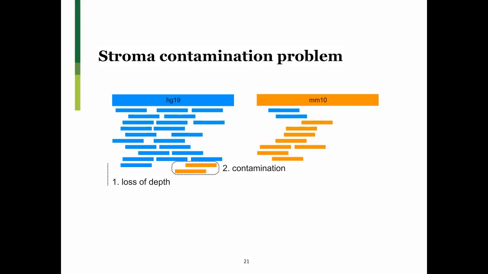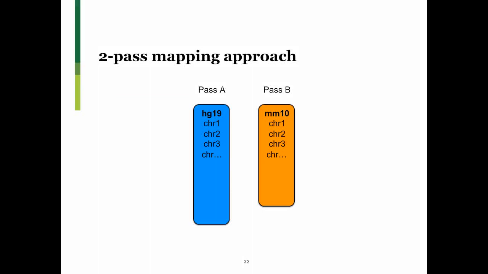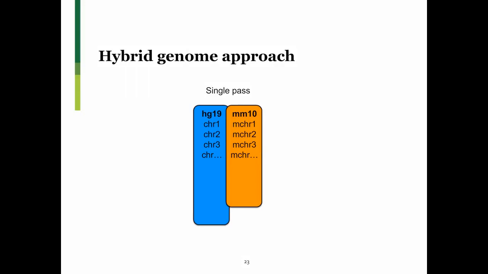So you want to get rid of these reads, and we took two approaches to this. One traditional approach had been to do a two-pass mapping approach, where you map all of your reads to the human genome, then you map all of your reads to the mouse genome. You set cutoffs for identity, and then you eliminate the reads that map better to mouse than to human. We've been taking a different approach that we call a hybrid genome approach that does a single pass mapping against a hybrid genome that includes all human and all mouse sequences. And then after the mapping is done, we just discard reads that map better to the mouse or preferentially map to the mouse genome.